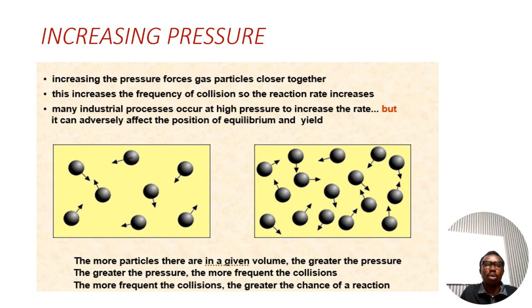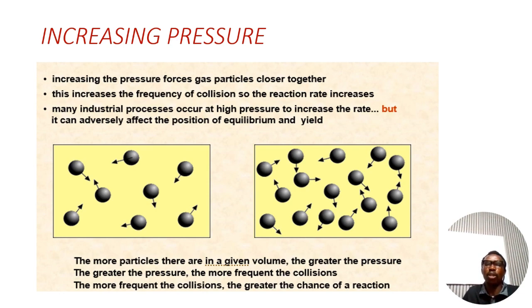occur at high pressure to increase the rate of reaction, but it can adversely affect the position of equilibrium and also the yield. So what happens is that the more particles there are in a given volume, the greater the pressure. Based on Boyle's law, the volume of a given mass of gas is inversely proportional to its pressure at constant temperature. So when there's an increase in the volume, there will be a decrease in pressure; a decrease in volume, there'll be an increase in pressure. So what happens? The more particles there are in a given volume, the greater what? The greater the pressure. The greater the pressure, the increase in the frequency of collision of the reactant particles, the increase in the rate of reaction.